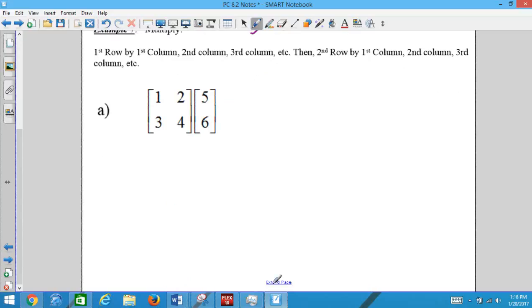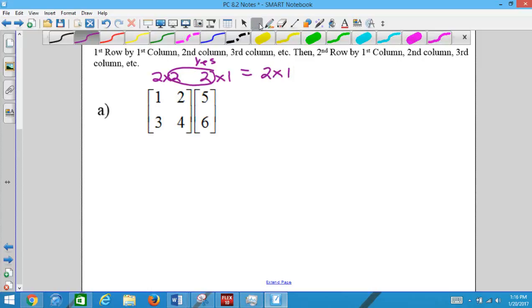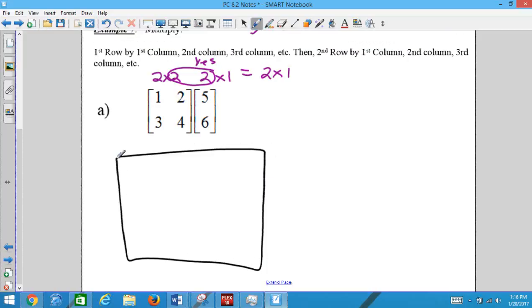We are multiplying what dimension by what dimension? 2 by 2, 2 by 1. So am I allowed to multiply? Yes. What will I get after I multiply? 2 by 1. So I'm just going to organize my work. I'm going to draw two rows, one column. I drew 2 rows, 1 column.